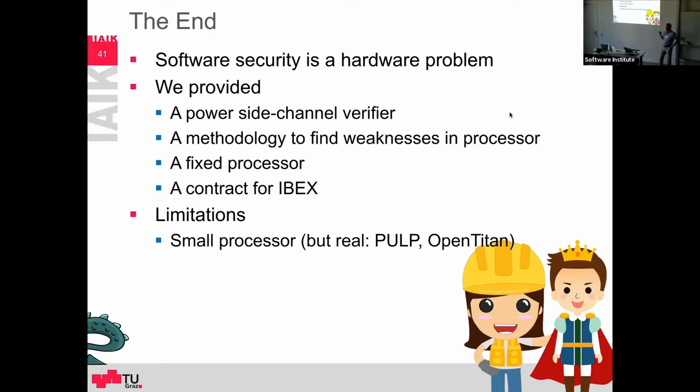Limitations, well, security model, right? There's lots and lots and lots of other attacks. And can I run this on an Intel Core processor? Probably not. But I can run it on simpler processors.